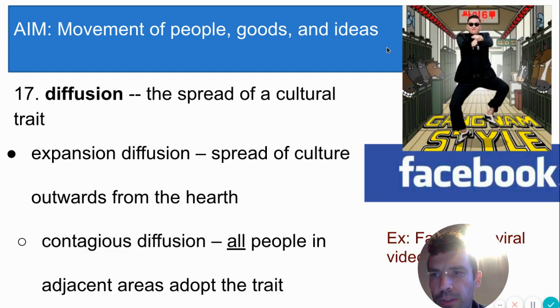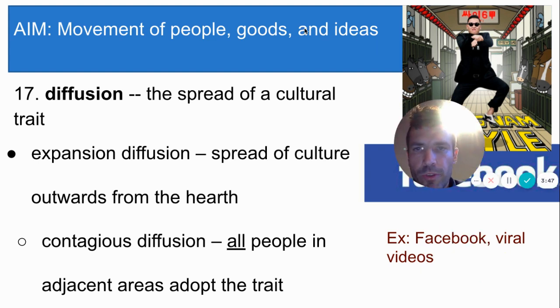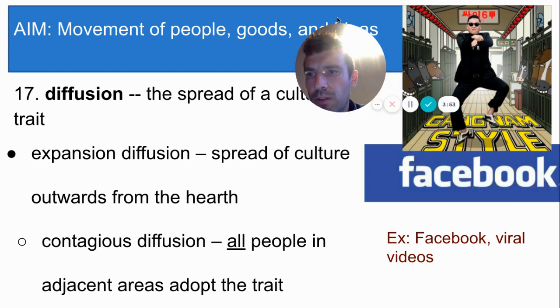The first type is called contagious diffusion. In contagious diffusion, all people in adjacent areas, that means they are next to the hearth, adopt the trait. Contagious diffusion is like a virus. It infects everyone. A good example is a viral video. Someone makes the video and shows it to their friends, and then their friends love it, so they send it to their friends, and so on. It spreads.